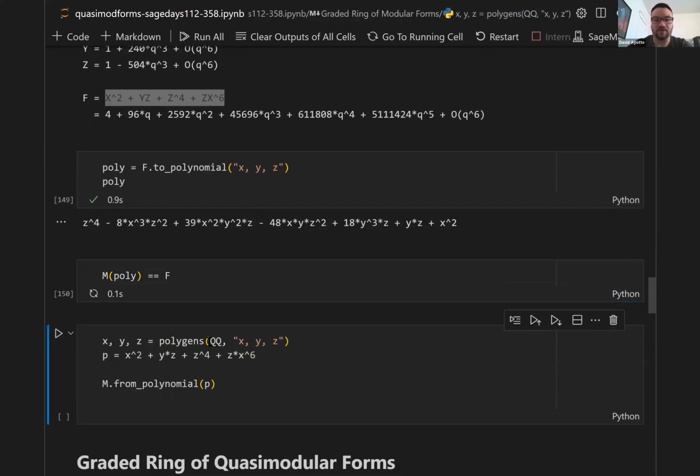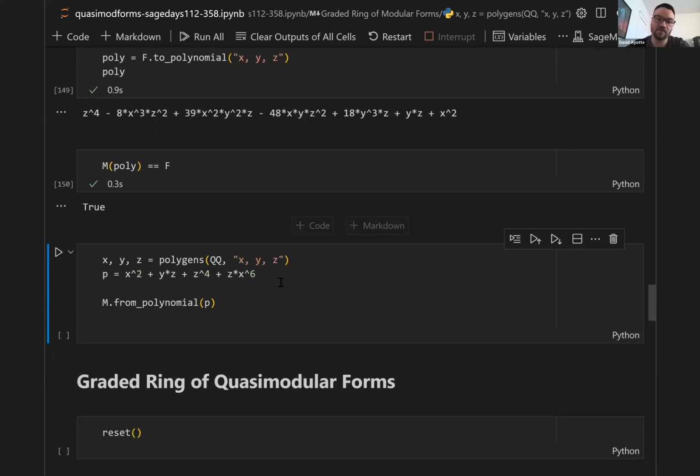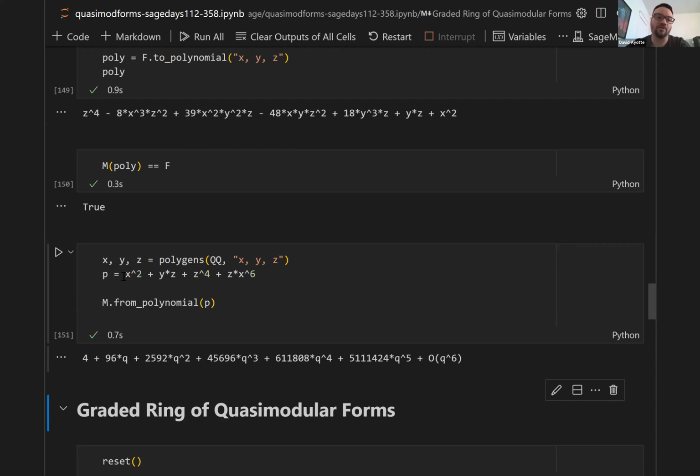But we can verify that we indeed have the same modular form, like so. We can use the element constructor and just use a polynomial here, and it gives the same modular form. And this again illustrates that if you start with a polynomial, you can construct a modular form, but you need to know the number of generators of your space beforehand. Each generator of your polynomial ring will correspond to one generator of your graded modular form ring.